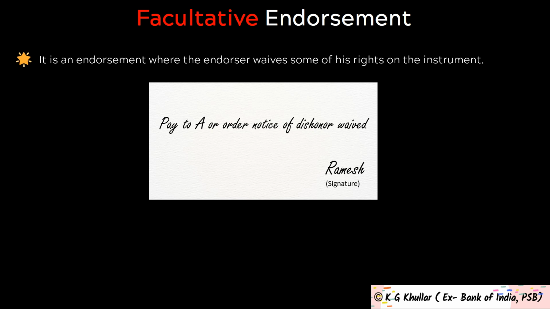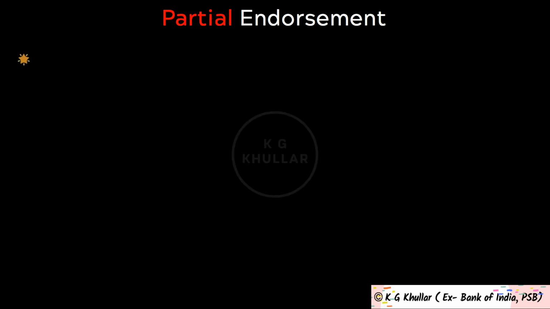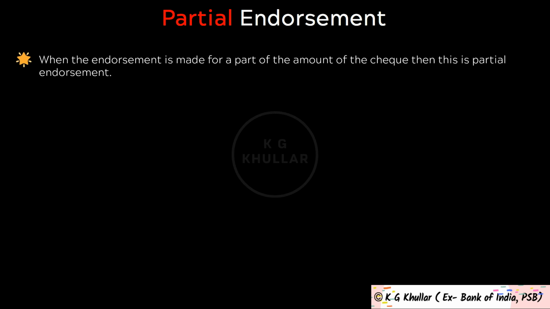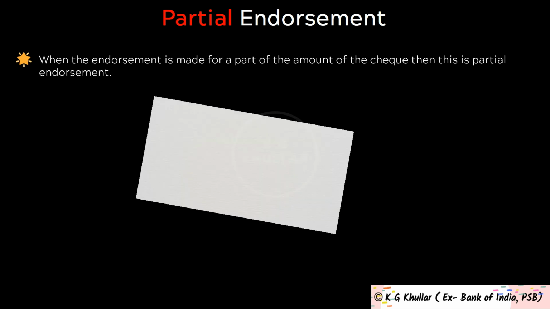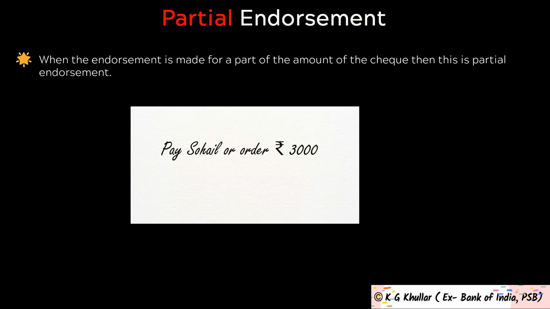Then next we have partial endorsement. Friends, when the endorsement is made for a part of the amount of the check, then this is nothing but partial endorsement. For example, if Mr. Mohan holds a pending bill of Rs 6,000 and endorses it as pay Sohail or order Rs 3,000.